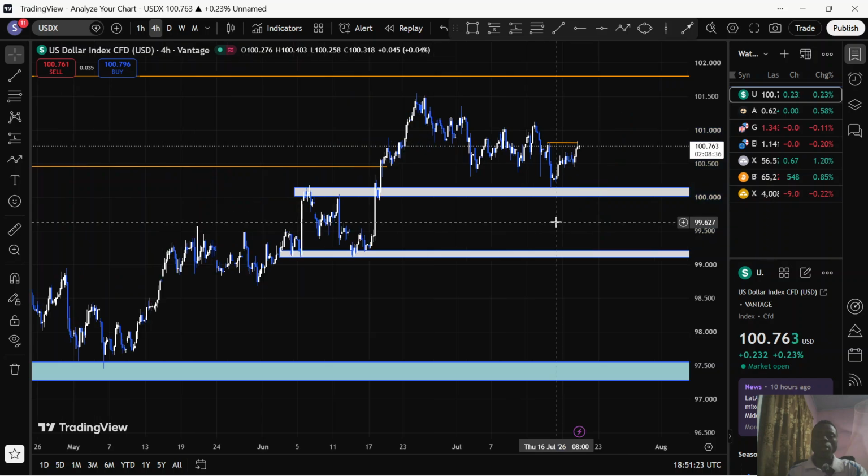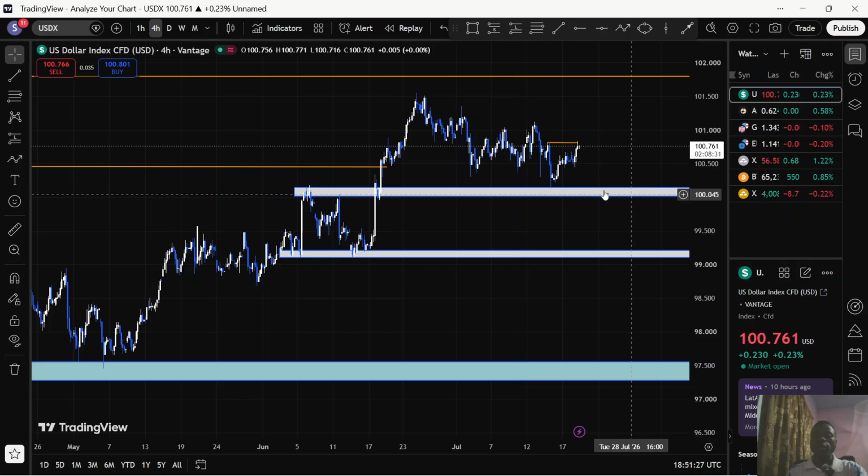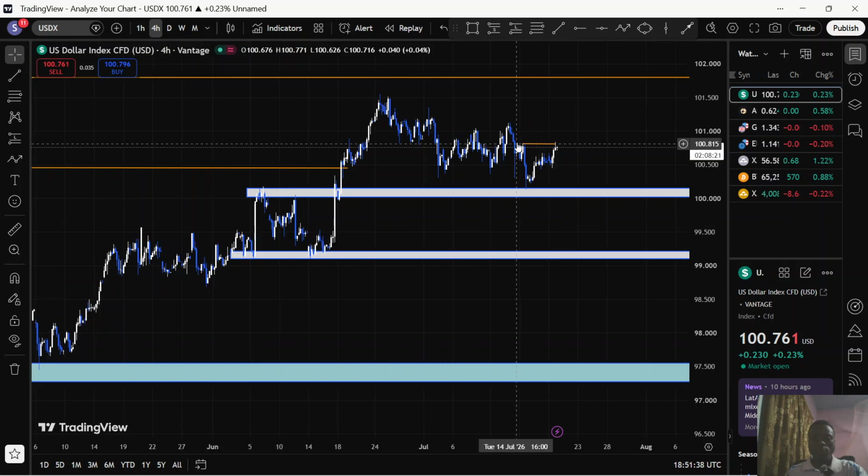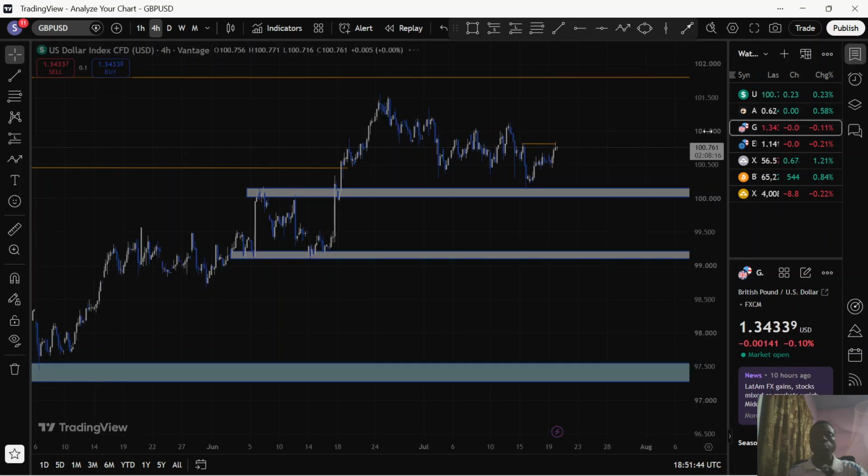So for now, this just gives me a read. I use this dollar index to determine the strength of other pairs, USD related pairs. So without saying much about this dollar index, I'm going to drop down to GBP USD.